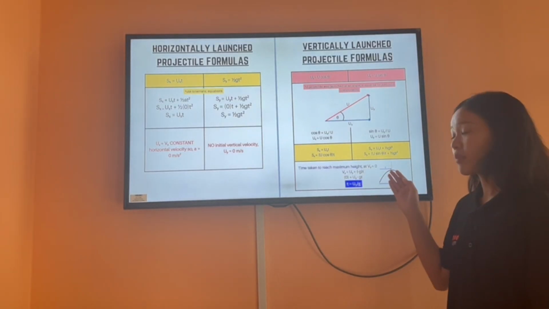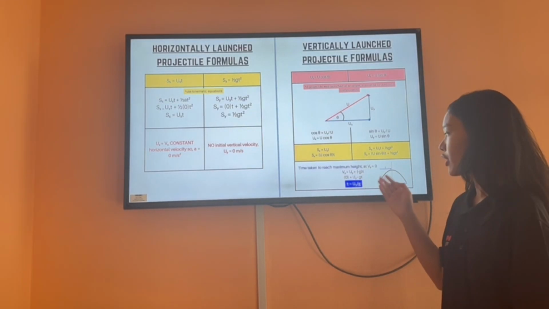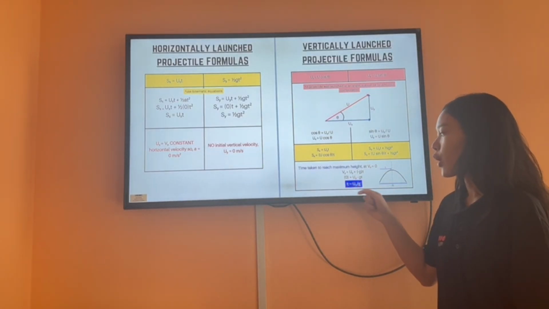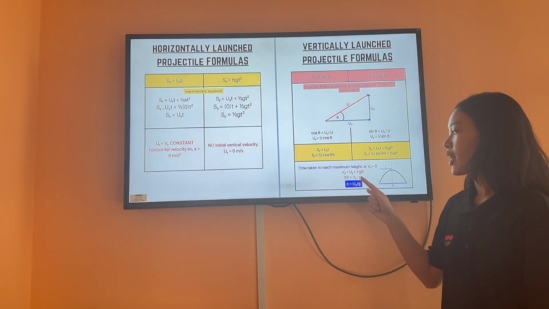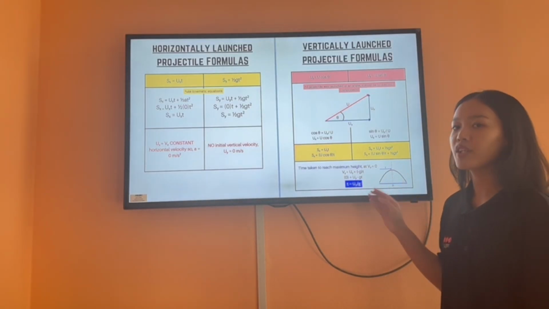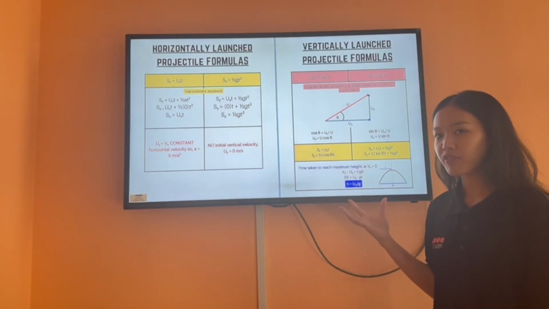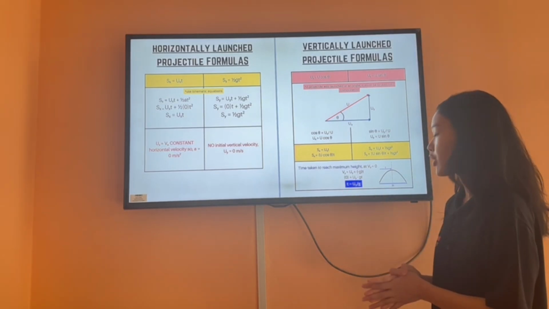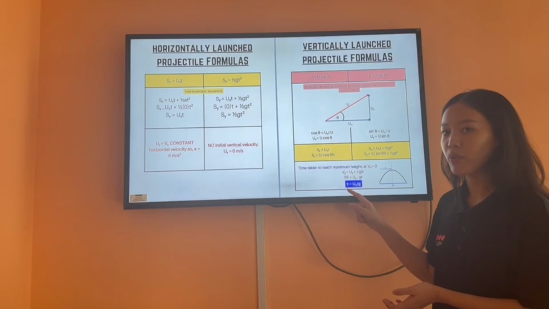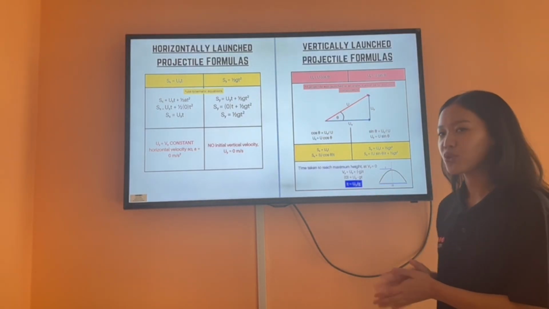So we know that at maximum height, the vertical velocity is 0, and if we substitute that into the equation, we will be able to find the time taken to reach maximum height. However, this is only half the total time. So if we want to find how long an object actually stays in the air, we need to multiply the time that we found by 2.